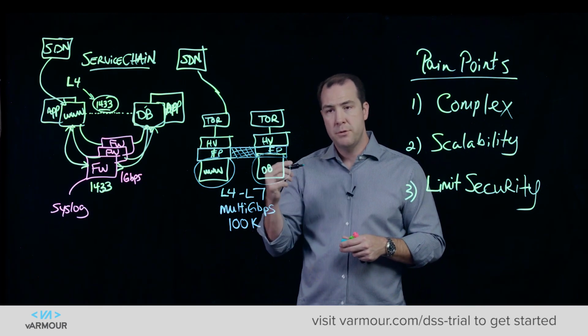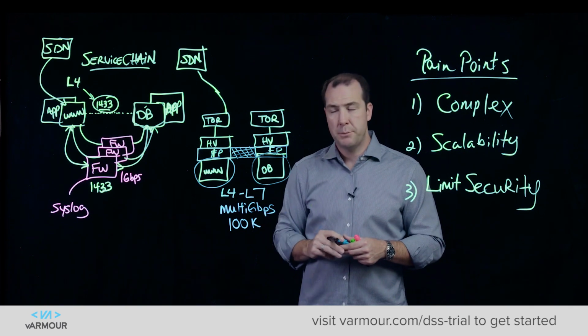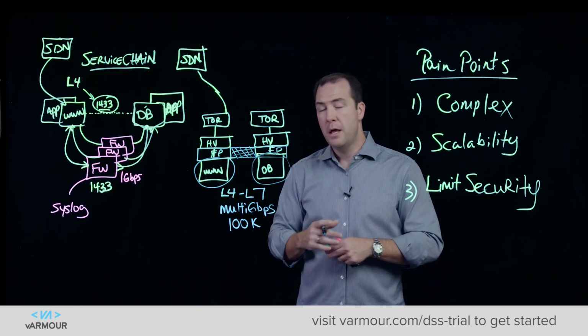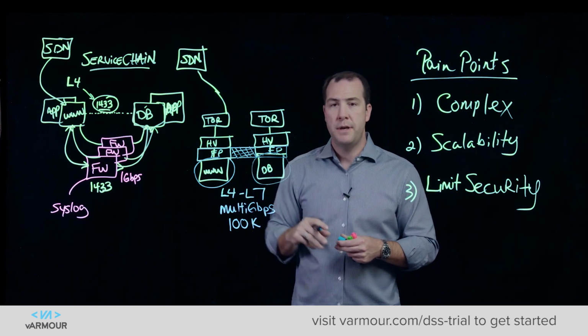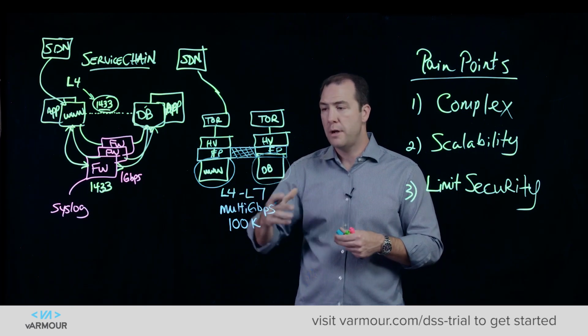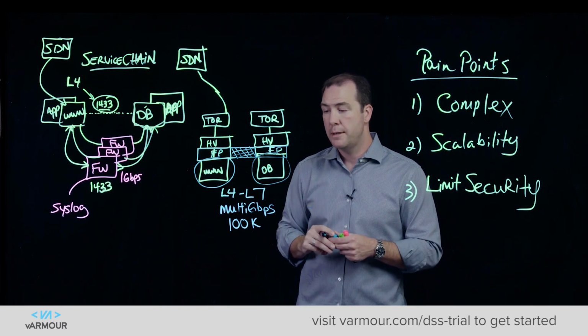Number one, I can do multi-gig layer 4 to 7 policy enforcement. I can do that with microsegmentation enabled. I can do it for 100,000 workloads across my infrastructure. And I can also tie into an SDN controller where I can orchestrate and automate a lot of this process along with the rest of my network capabilities.